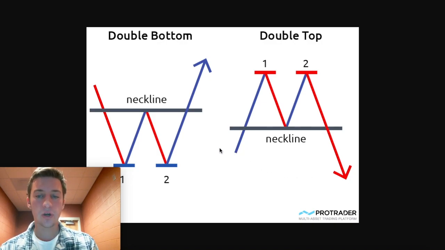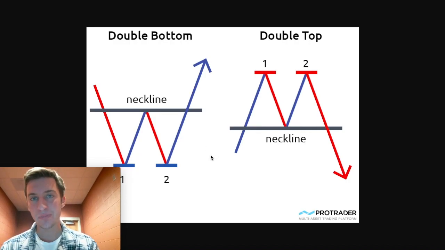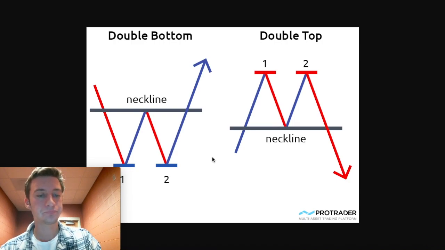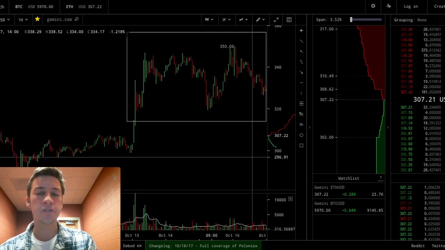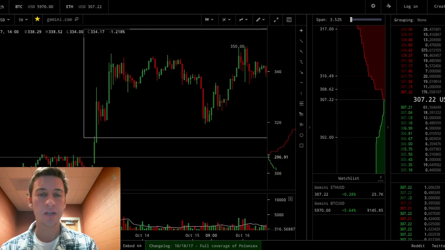Okay, so now we've gone over the psychology of the market, why these form, and what exactly these patterns are. Now let's talk about two examples of what they look like. So our first example is the 1 hour on Ethereum that recently happened a few days ago.